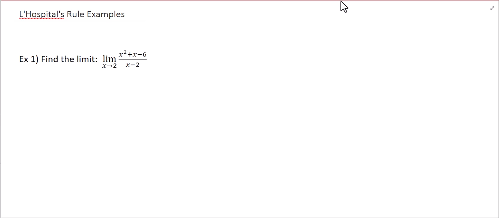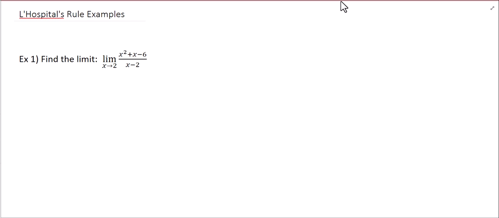Hey everyone, in this video we're just going to do a few quick examples of L'Hopital's rule. I already assigned a different video that covers most of the concepts, so I'm just going to do some slightly different examples and recap a little bit of what was explained in the other video.